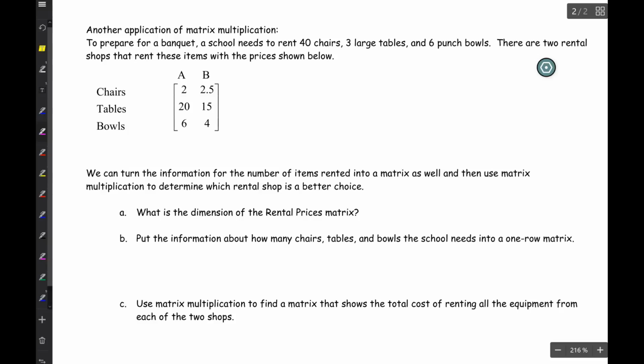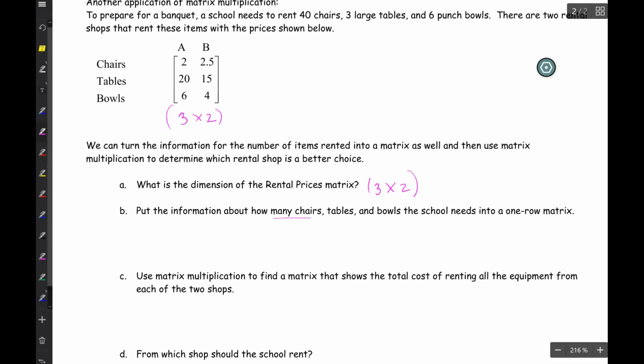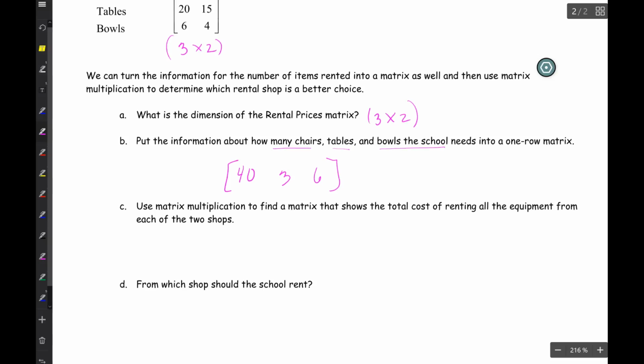What is the dimension of the rental prices matrix right now? 3 by 2. It has 3 rows, 2 columns. So that would be a 3 by 2. Put the information about how many chairs, tables, and bowls the school needs into a 1-row matrix. So how many chairs does the school need? 40. How many tables does the school need? 3. And how many punch bowls? 6. It says use matrix multiplication to find a matrix that shows the total cost of renting all equipment from each of the 2 shops.